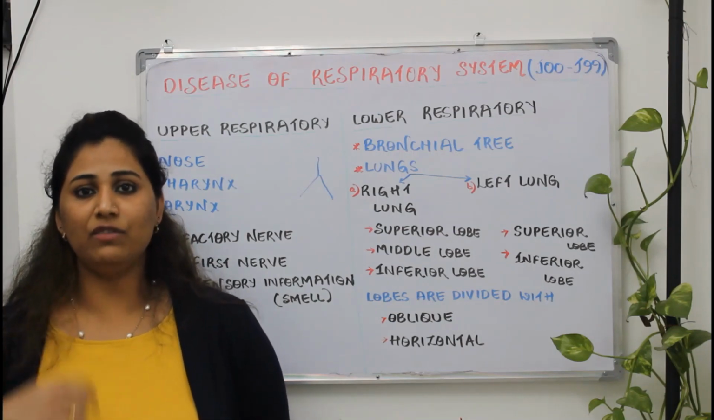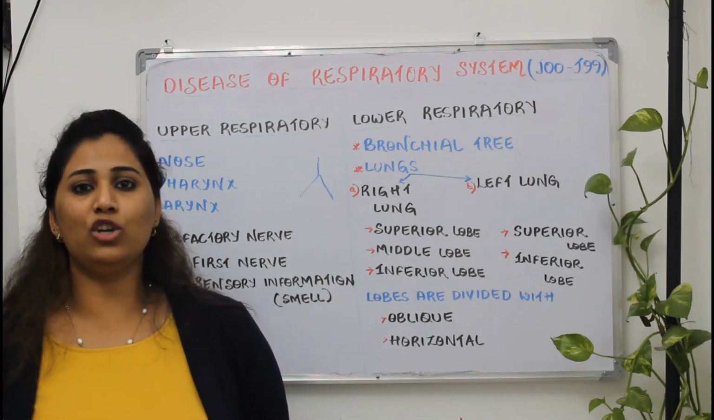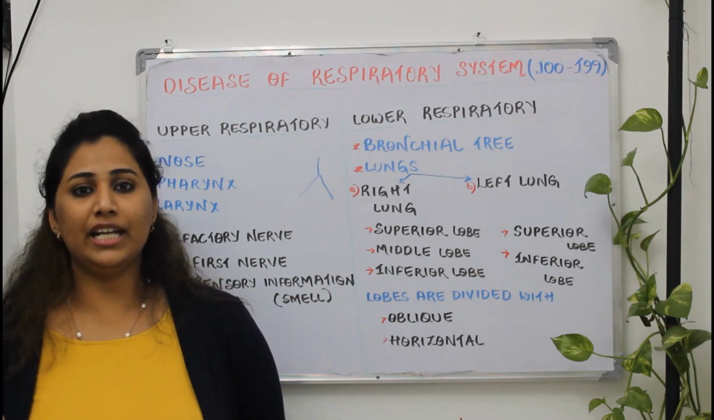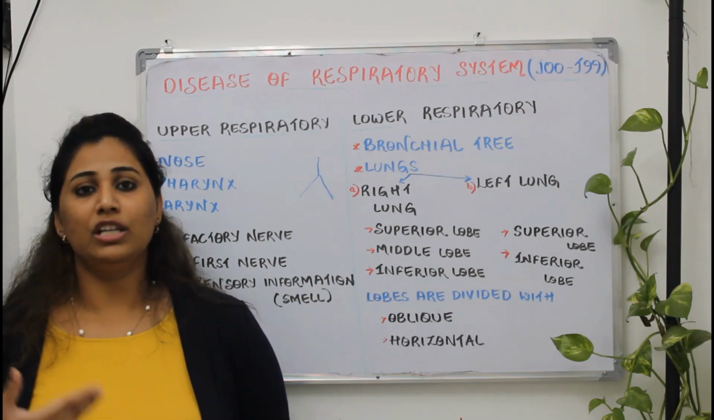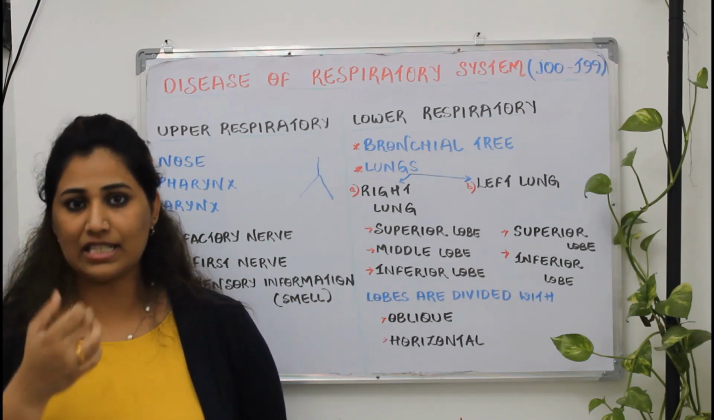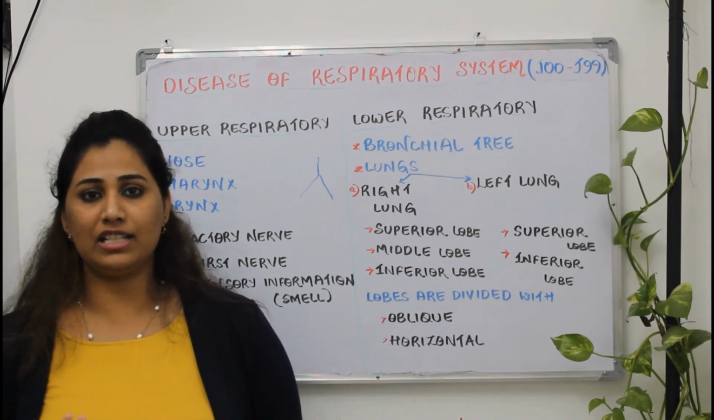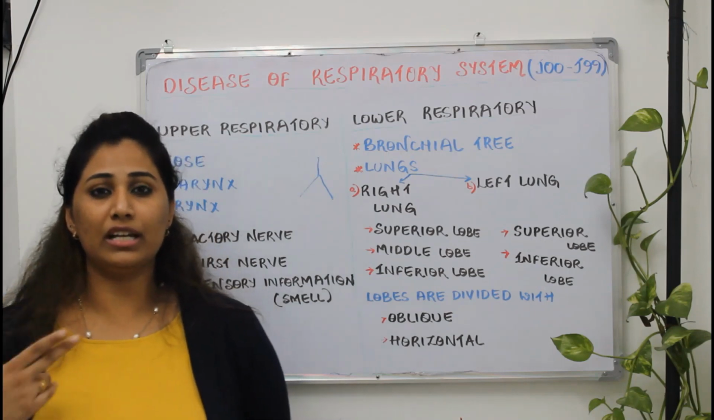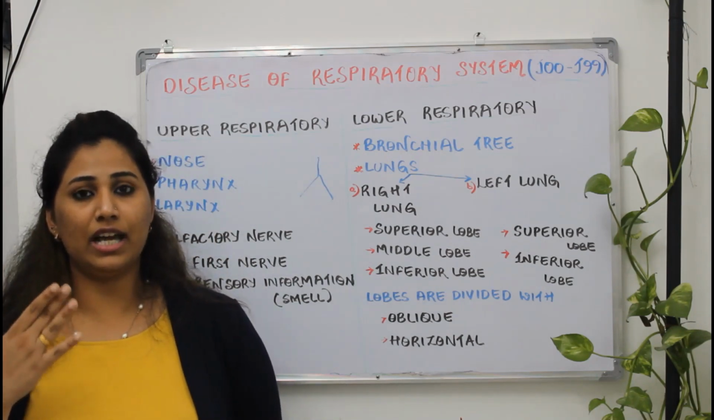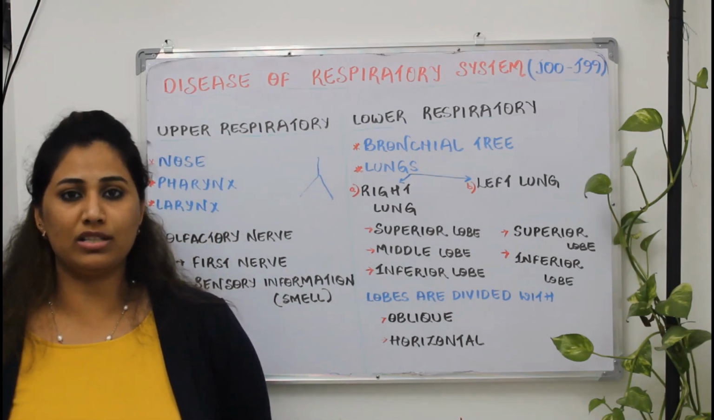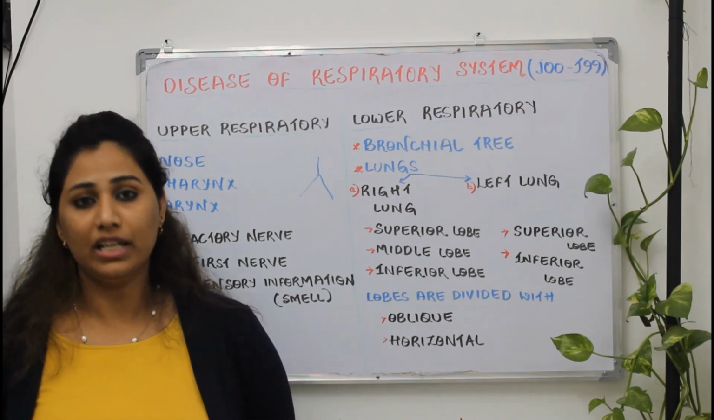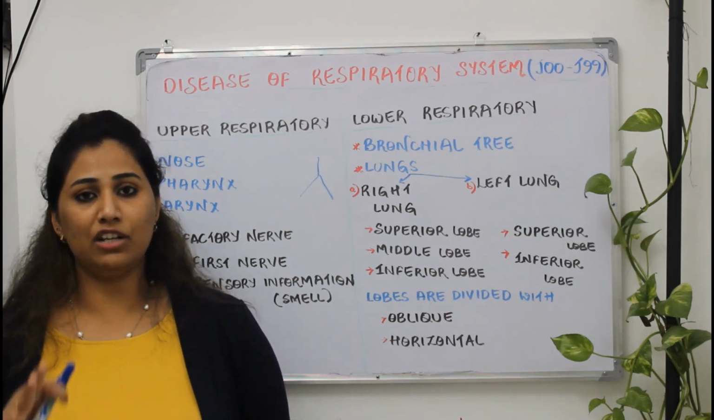The nose is divided by a nasal septum. Commonly you must have heard of DNS, deviated nasal septum. That is when the nasal septum gets slightly deviated. Because of that, some people get snoring and sinusitis, all these kinds of disease conditions. So this is basically for the nose.